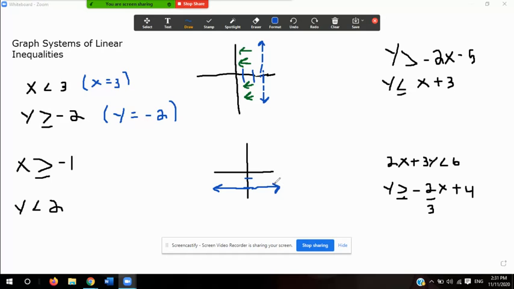Now that I know that y is greater than or equal to negative 2, I know which side I'm going to shade. Because this inequality is saying that y is greater than or equal to negative 2, I am actually going to graph everything above negative 2.